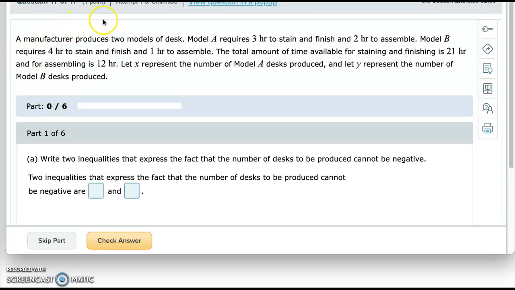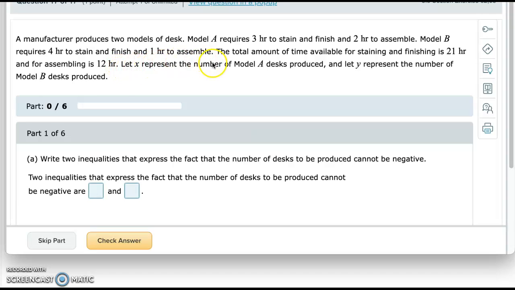This question comes from 3.5, and it says a manufacturer produces 2 models of desks. Model A requires 3 hours to stain and finish and 2 hours to assemble. Model B requires 4 hours to stain and finish and 1 hour to assemble. The total amount of time available for staining and finishing is 21 hours, and for assembly is 12 hours.